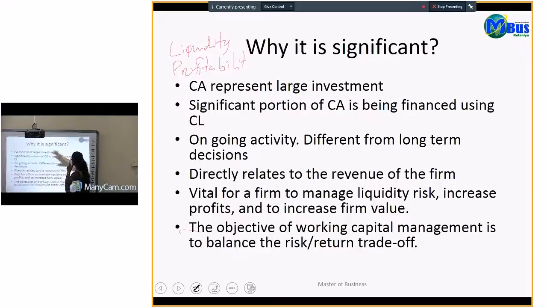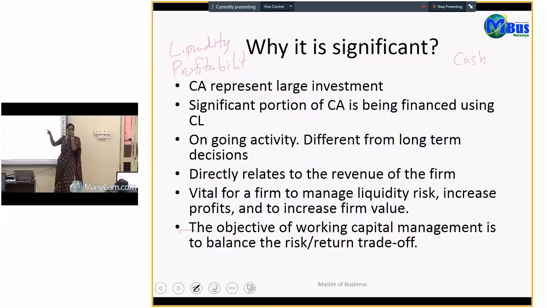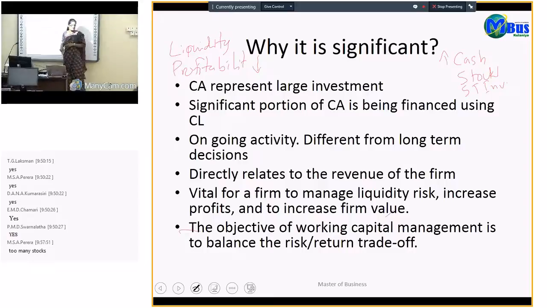Okay. Let's say, for example, in order to maintain liquidity, we may keep too much cash in hand, right? And what are the other things that we can keep? Stocks are there, short-term investments there, right? Short-term securities and things like that. Sorry, this is cash and bank. What else? Such current assets are there, right? If we increase the cash balance, what will happen to the profitability? Profitability will be decreasing. Is that right?